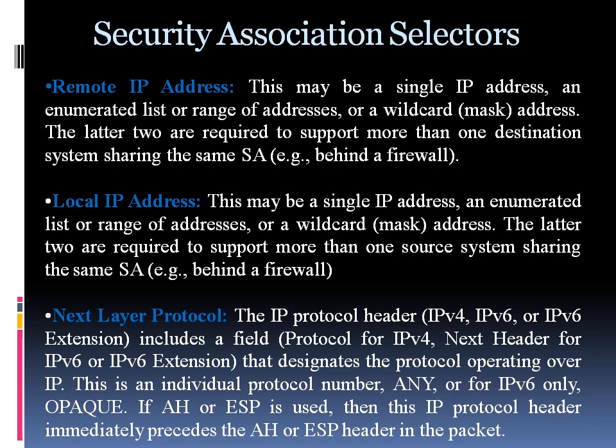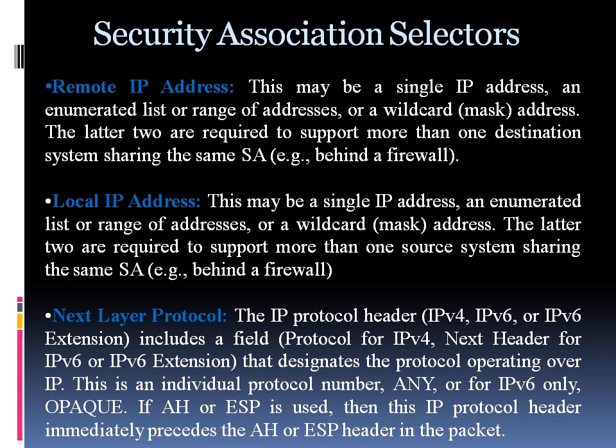Now the latter two are required to support more than one destination system sharing the same SA, or security association. Then you have the local IP address. Now this may be a single IP address, again an enumerated list or range of addresses, or a wildcard address. The latter two are required to support more than one source system sharing the same SA. So the remote IP address supports the destination address and the local IP address needs to support the source system.